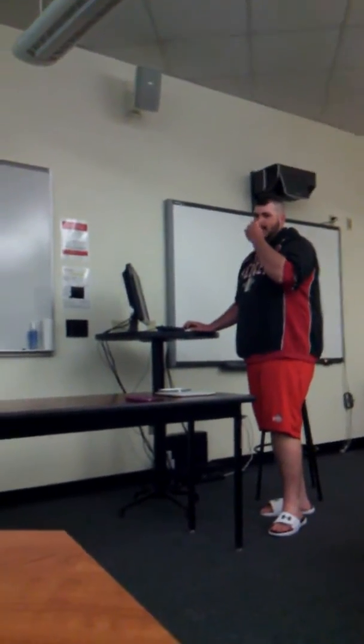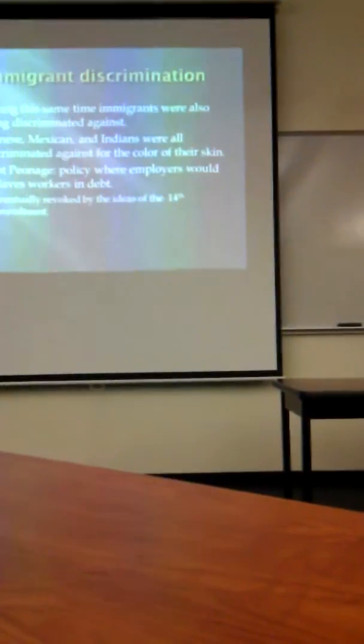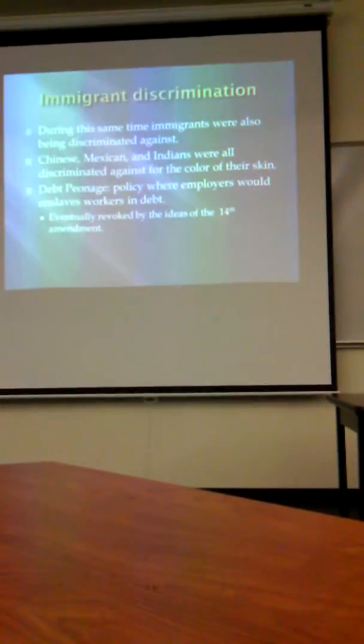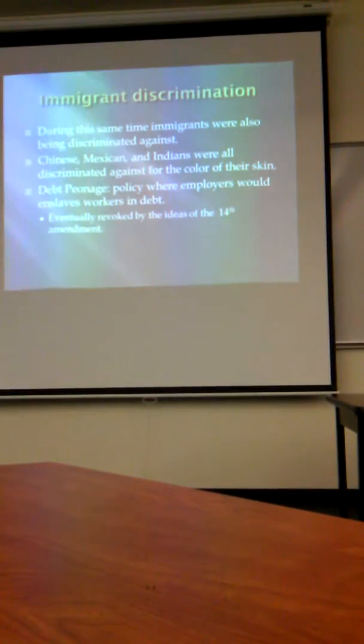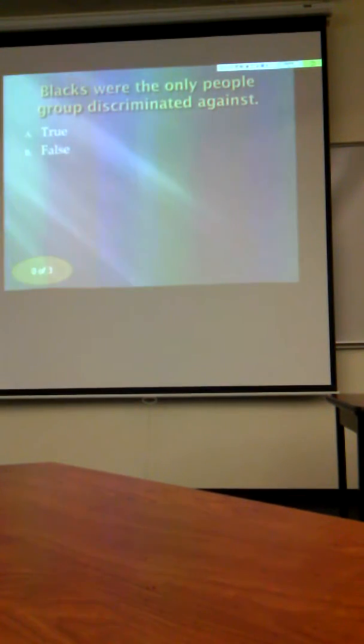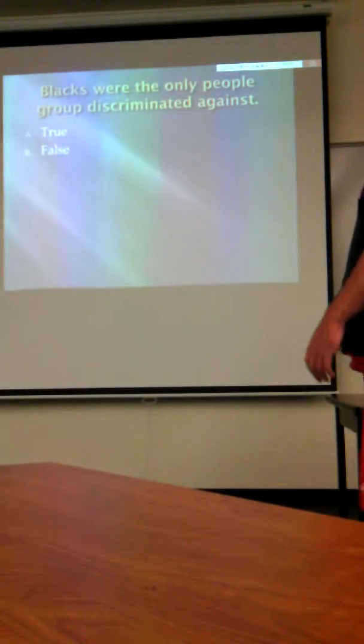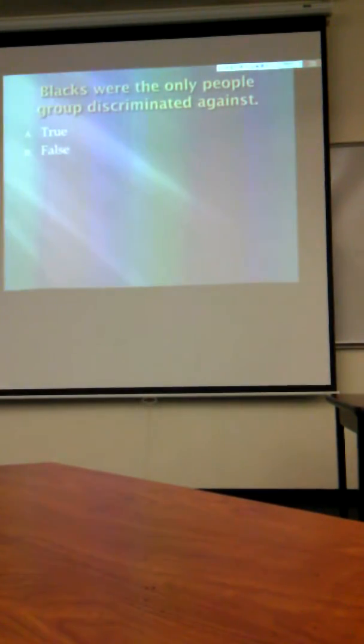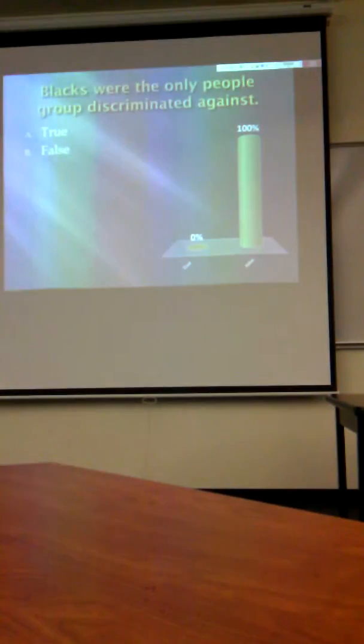In addition to black segregation, we also see immigrant discrimination and segregation, especially in the West with the Chinese and the Mexicans and Indians being forced onto reservations and such. Okay, so true or false, blacks were the only people who were discriminated against during this time period. And we have our counter down there at the bottom again too, so I'll know if you did answer. All right, looks like we have everybody in. And we all got that one right. Very good job, class, very good job.